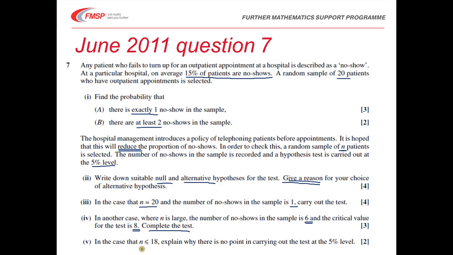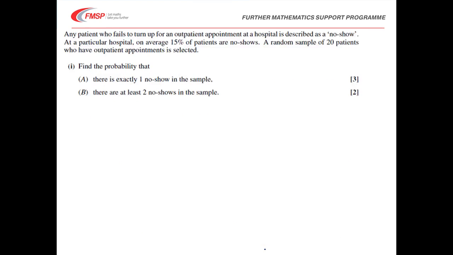And then to look at the case where n is less than 18 and explain why there is no point in carrying out the test at the 5% level. So we'll have to wait and see when we get there what that shows.